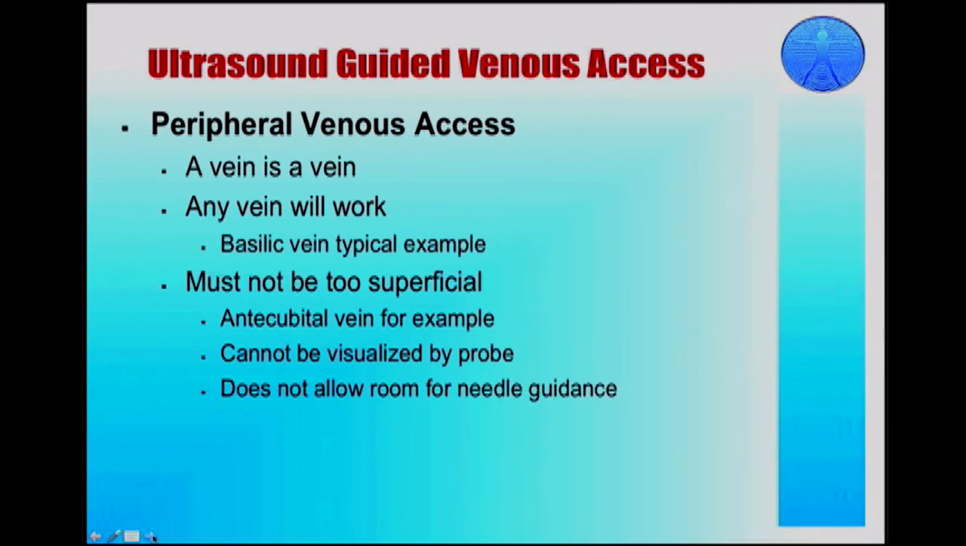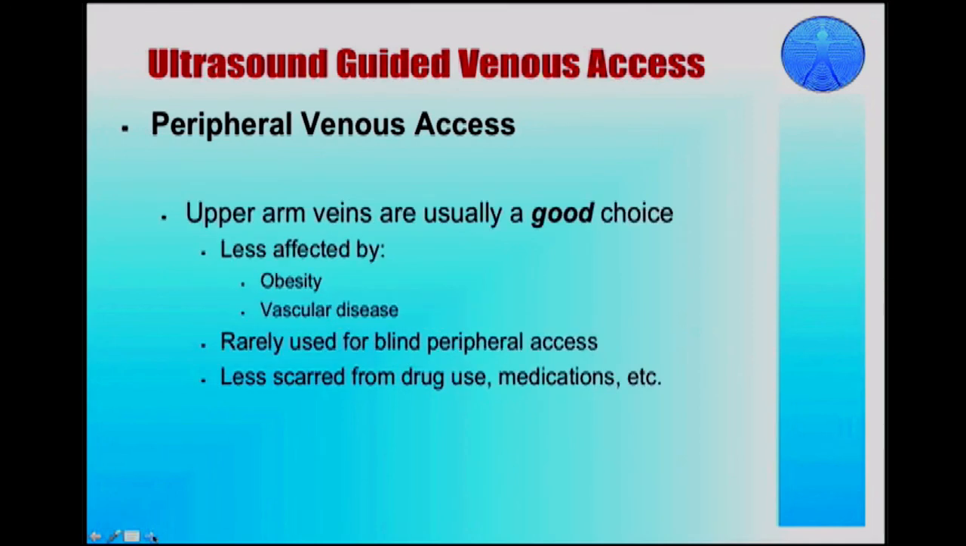Now, the exception to this is the antecubital vein, and because it is a superficial vein, it's difficult to image with ultrasound because it's very, very superficial on the screen, so it's at the top part of the screen. And you don't have room to guide your needle into the vein because it's so superficial. So typically with ultrasound guidance, you use a deeper vein. And if they had a big antecubital vein that was easy to see, you probably wouldn't use ultrasound anyway. So we typically use a little bit deeper vein for ultrasound guidance, but a vein's a vein, and any vein you can find, that'll work.